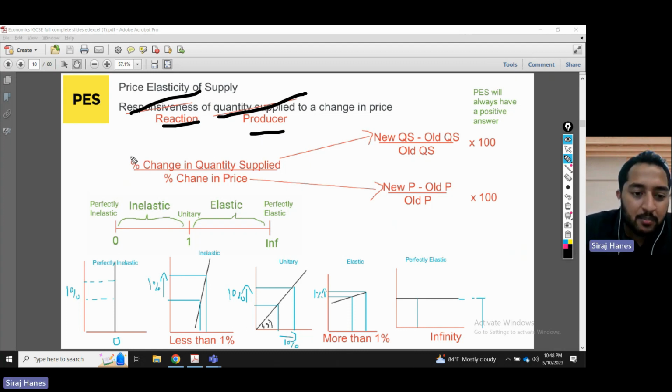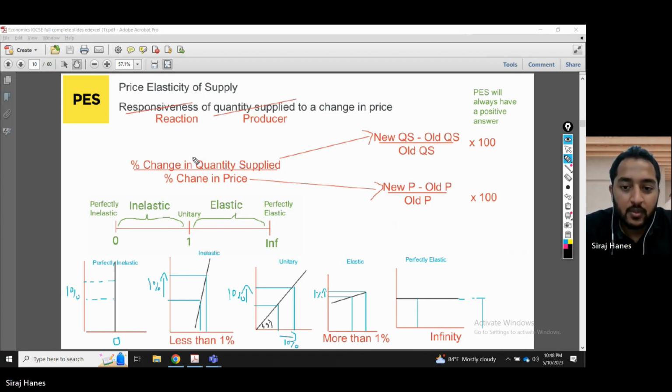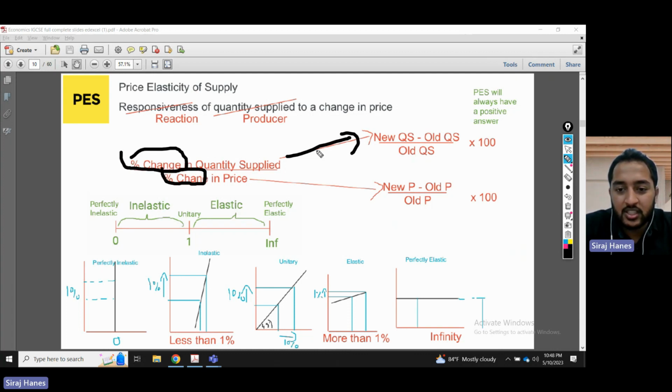How do we calculate this? Percentage change in quantity supplied over percentage change in price. Small typo there. So remember, I told you, no matter what equation you're using, quantity will always stay on top. So do not confuse it. Quantity will forever be on top. Now, in that sense, guys, you have new quantity supplied. So now you want to find percentage change. Same thing as the previous one. Percentage change is found by new minus old over old into 100. New quantity minus old quantity over old quantity into 100. New price minus old price over old price into 100.